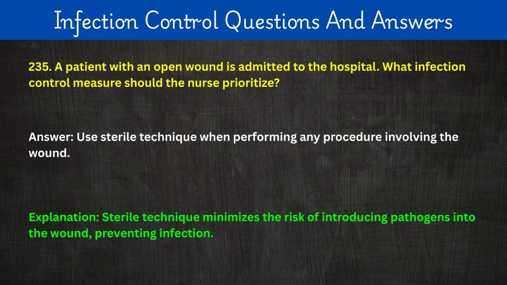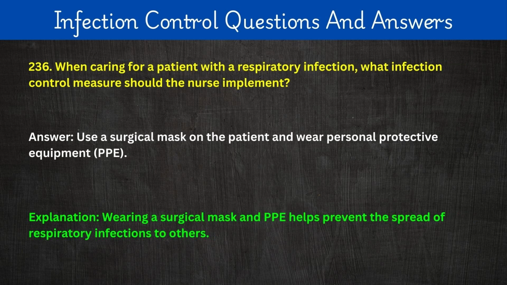235. A patient with an open wound is admitted to the hospital. What infection control measure should the nurse prioritize? Answer. Use sterile technique when performing any procedure involving the wound. Explanation. Sterile technique minimizes the risk of introducing pathogens into the wound, preventing infection.